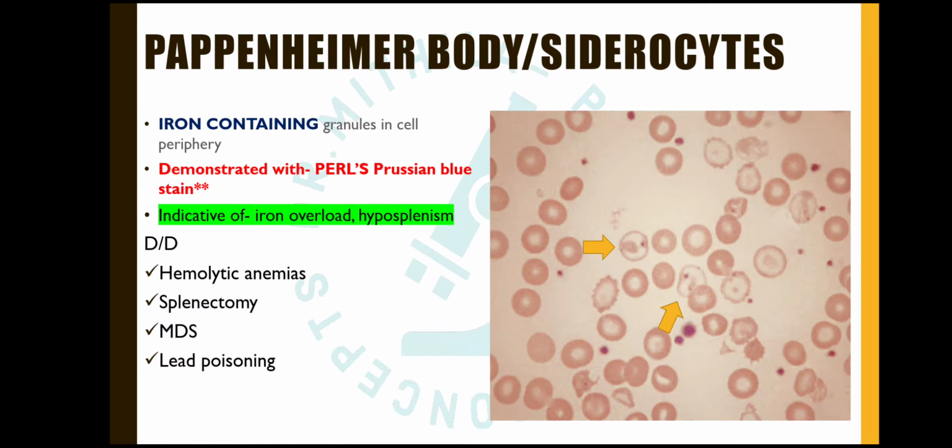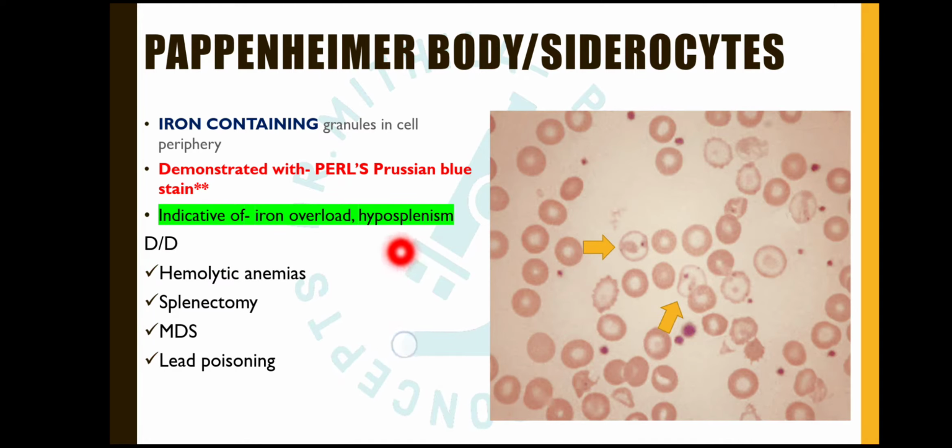Next is the Pappenheimer bodies or siderocytes. Their content is iron, so they will be stained by the stain for iron, which is Pearl's Persian blue stain. And whenever we see the Pappenheimer body, then we can say that there is some condition of iron overload or hyposplenism, because generally the spleen will remove these iron inclusions.